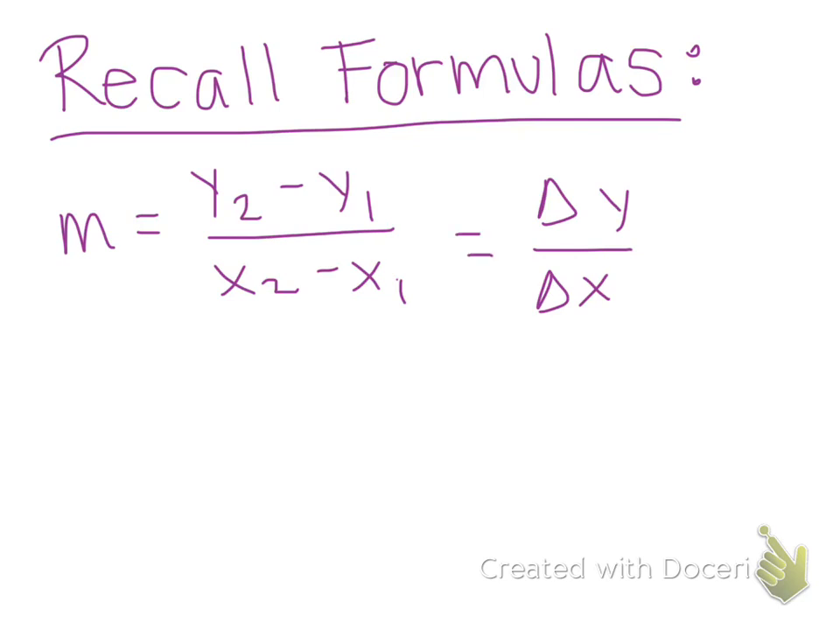The second formula you need to recall is point slope form, and that looks like this: y minus y1 equals m times the quantity of x minus x1. So we're going to be using both of these formulas today.